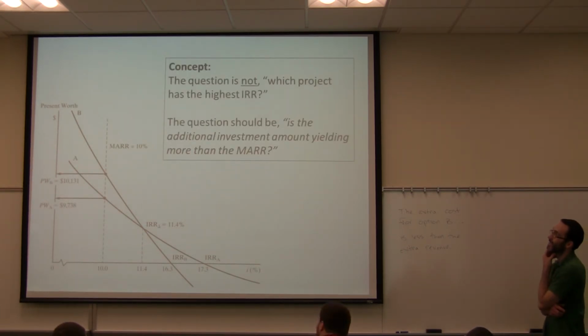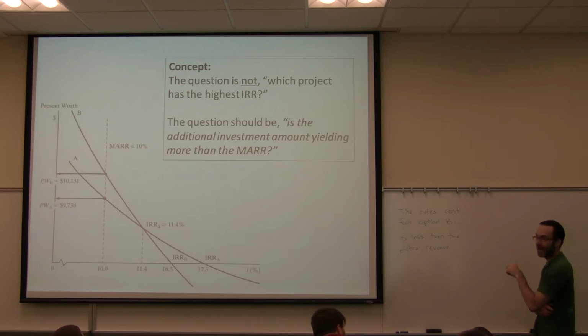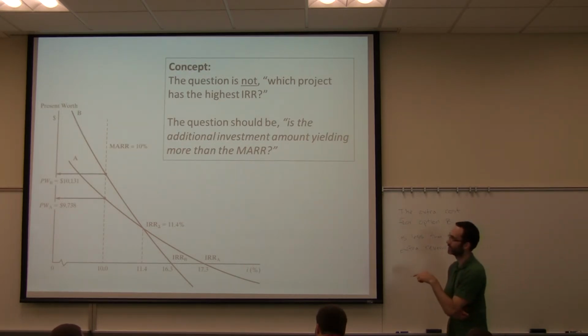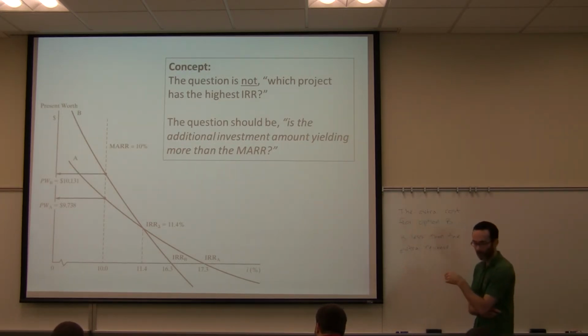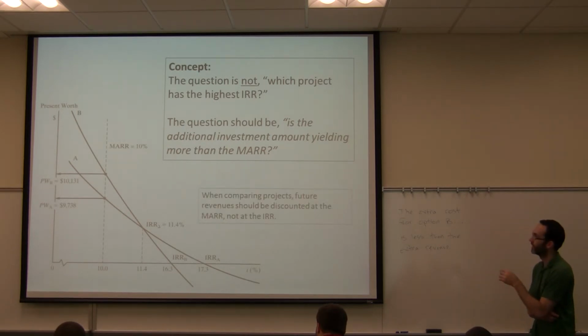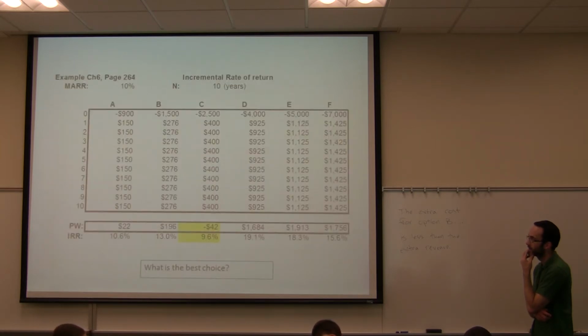And so the question isn't just what's the highest IRR, internal rate of return. The question is, is the extra amount higher than the MAR? So is the extra cost associated with the more costly option justified? So when you compare things, you discount the revenues at the MAR, not at the internal rate of return.